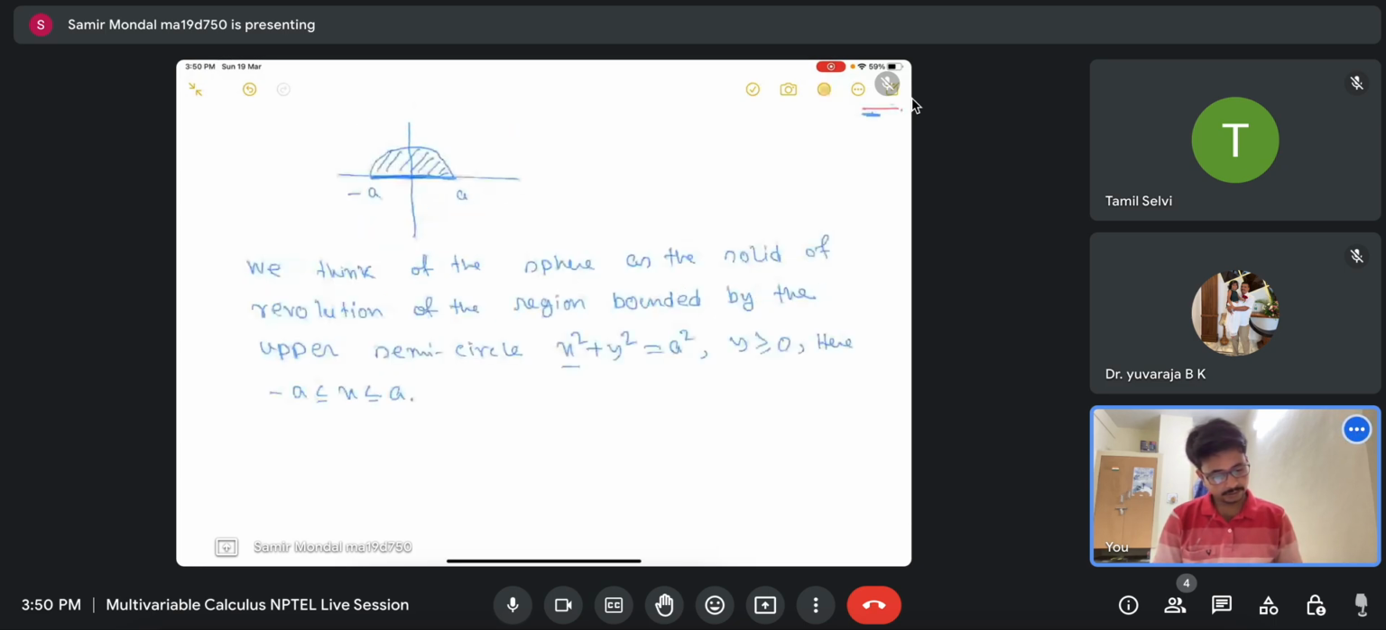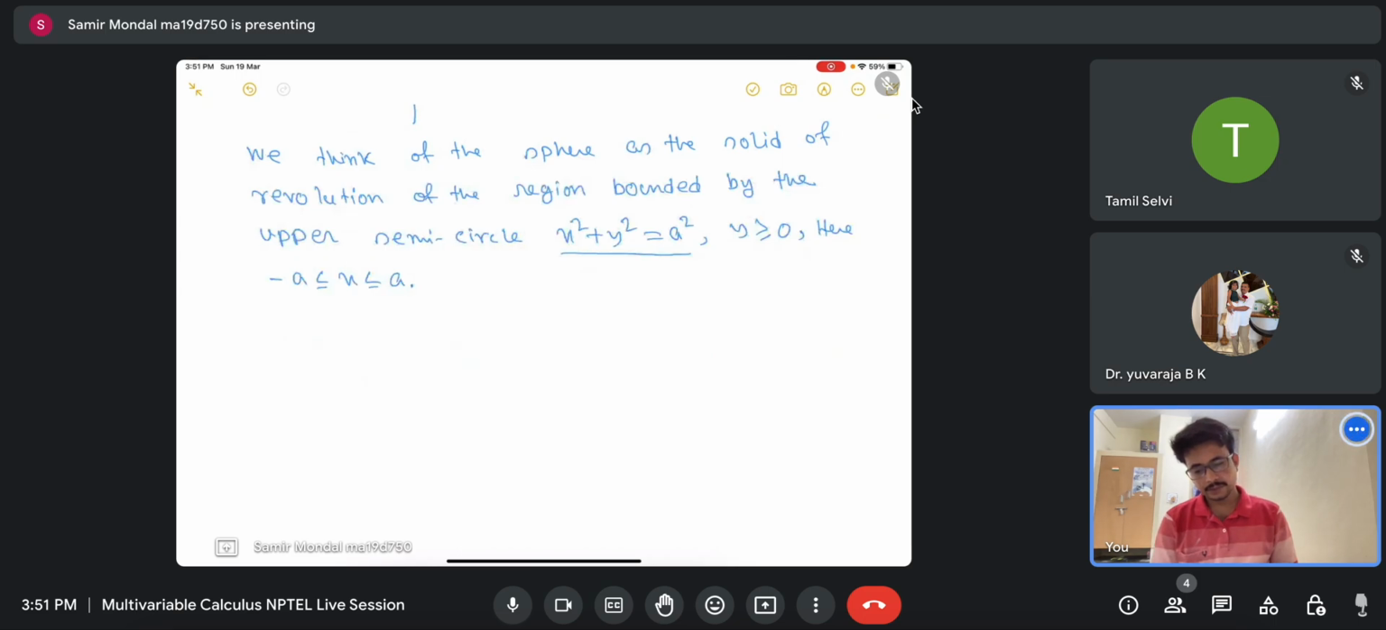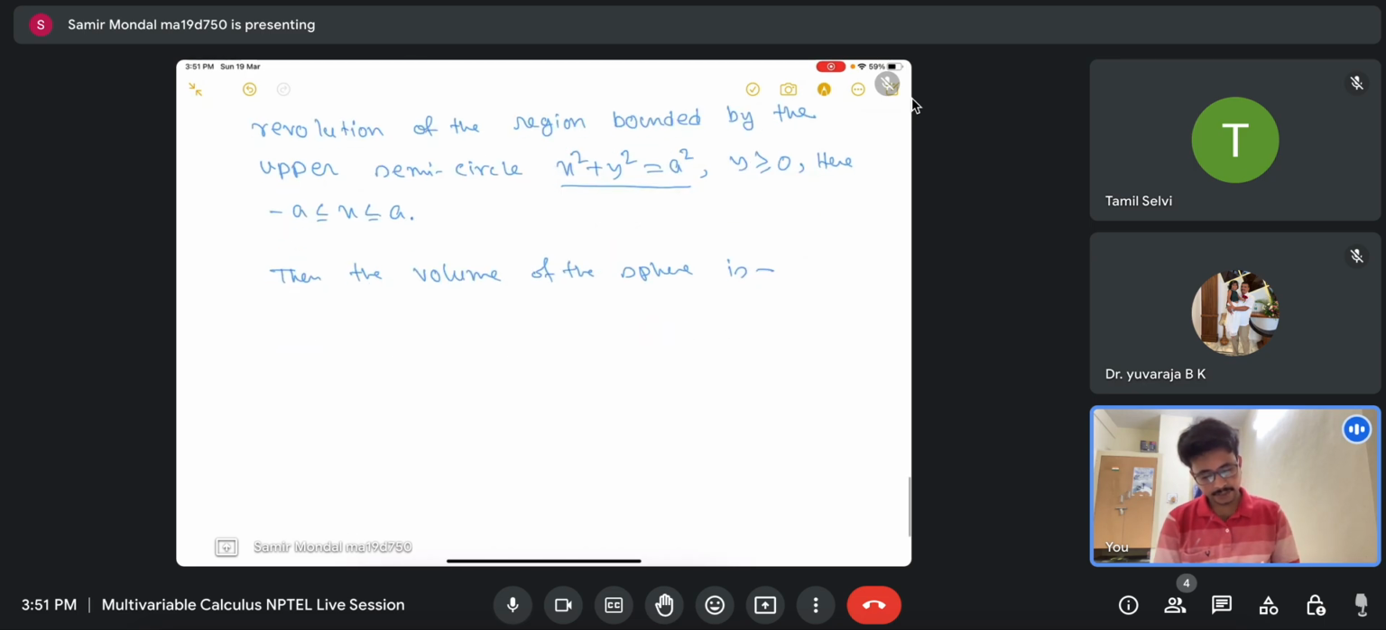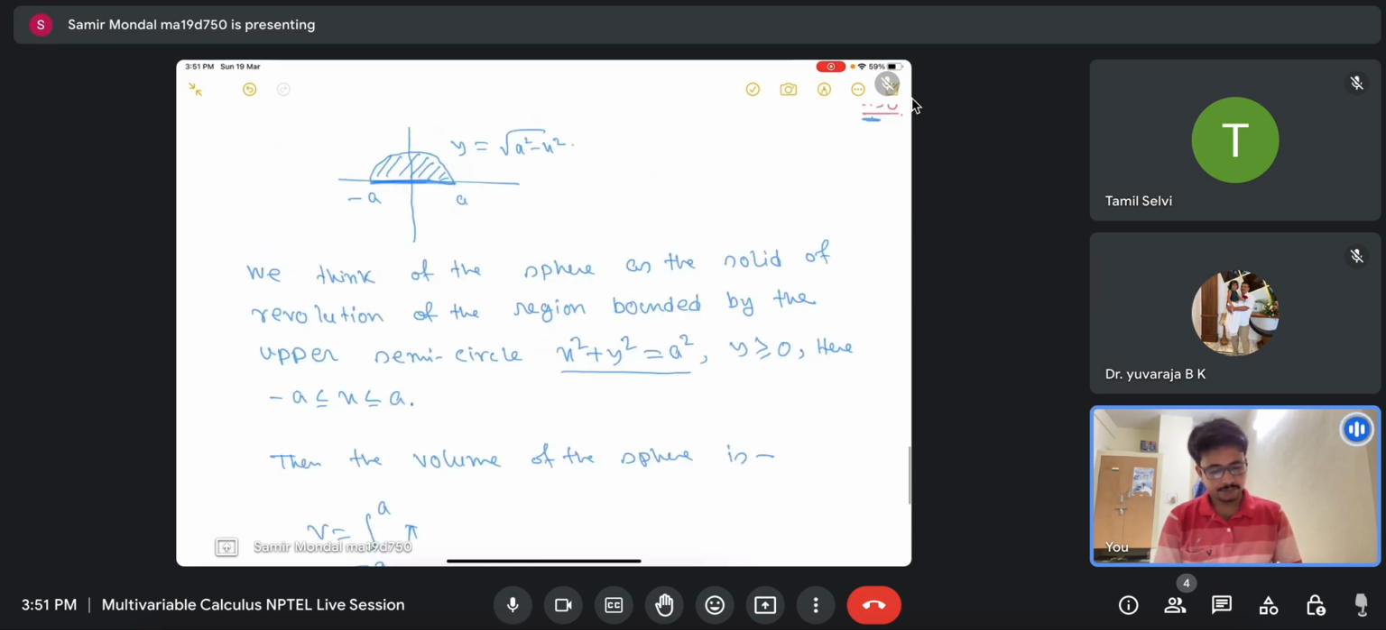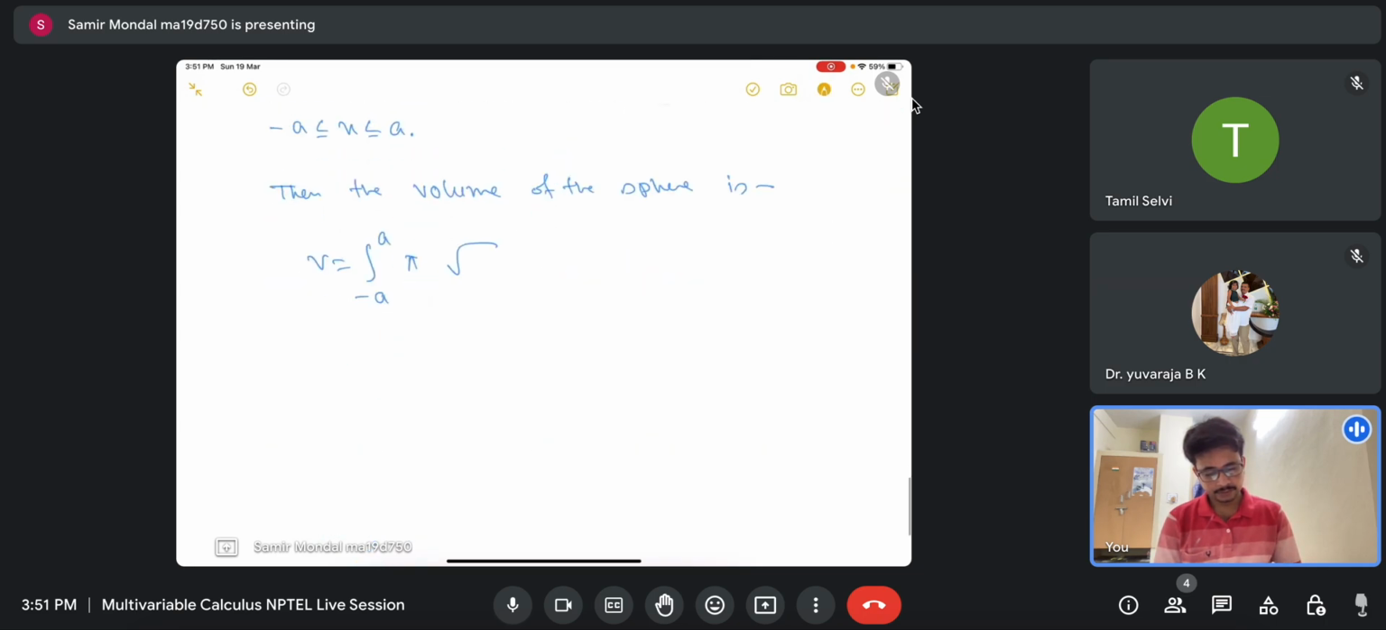Now what is your curve? This is your semicircle, and your curve is y equal to root over a square minus x square. This is your curve. Then the volume of the sphere is V equal to the integral from minus a to a of pi times root over a square minus x square, whole square, dx. If you calculate, it will come to 4 by 3 pi a cube.